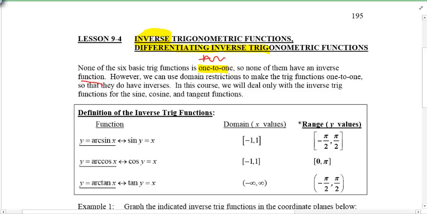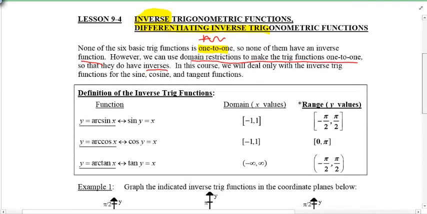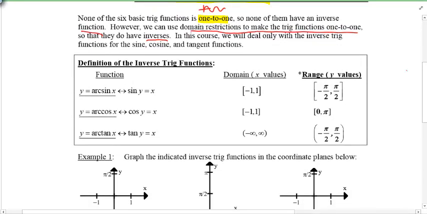However, what we can do is use domain restrictions to make trig functions one-to-one, so that they do have inverses that are also functions. So in this course of AP Calc, we will only deal with the inverse trig functions for sine, cosine, and tangent functions. That's definitely enough. So the inverse trig function is this. It's called arcsine x, or sometimes they'll use this notation, sine negative 1 of x.